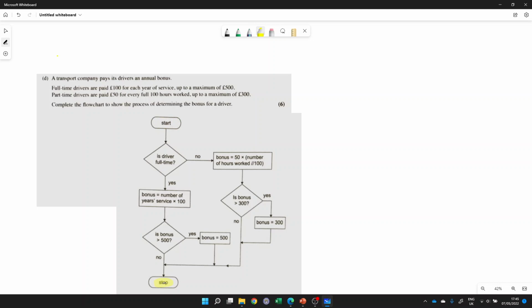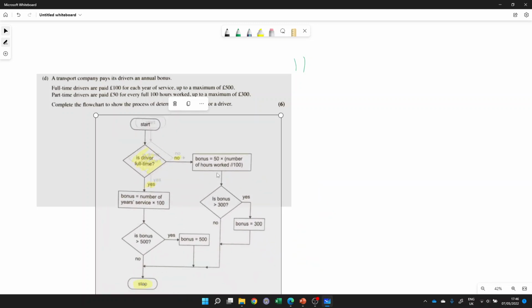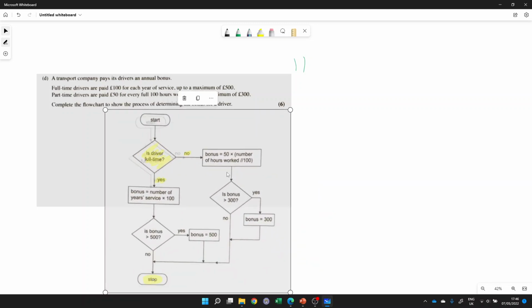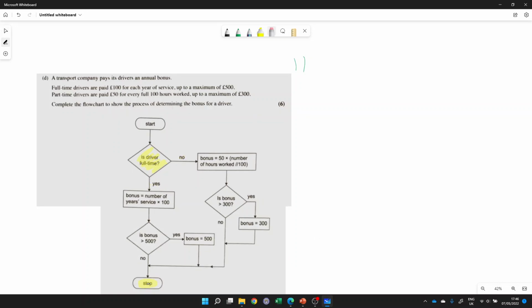Then we have a decision. The decision is the driver full-time, yes or no? Decision is in a diamond. The diamond must be labelled. So let's keep track of scores. We've got 1 for the Terminator. Now, you're given that decision already, aren't you? So you're not going to get marks for that. So that decision has to be labelled in terms of yes or no to get both outcomes. You don't get marks for that because that was already there.